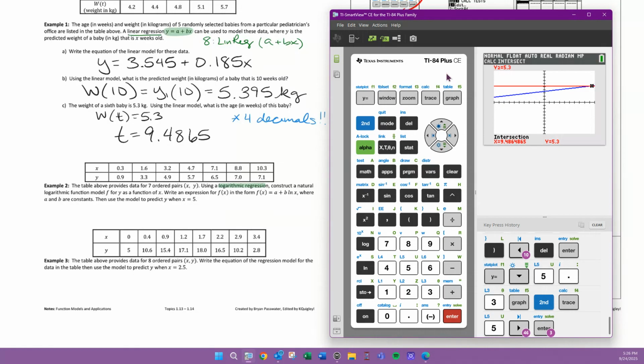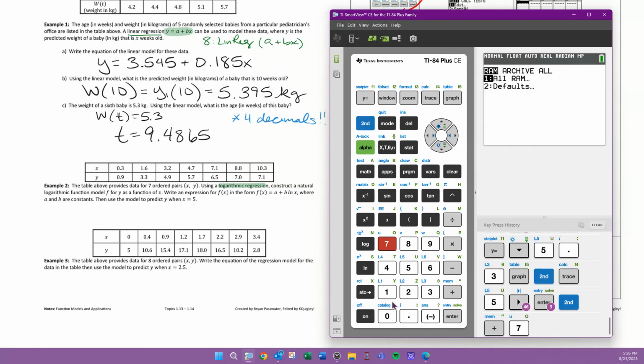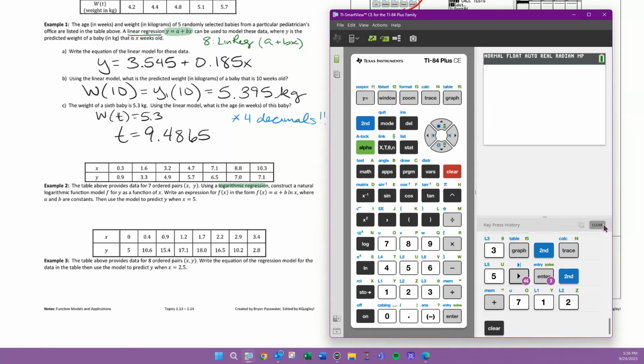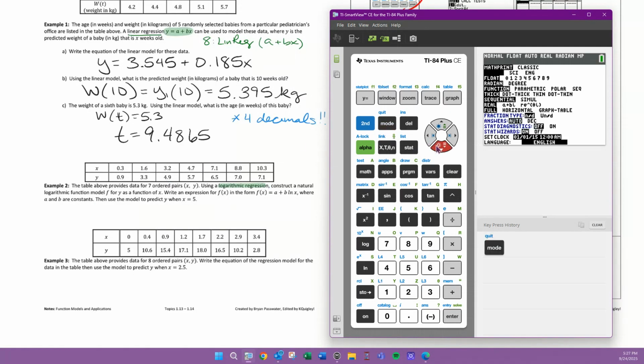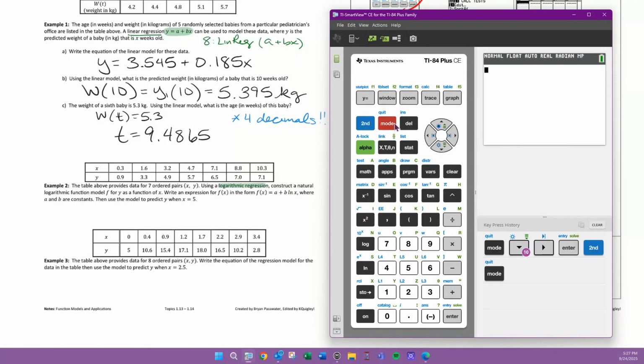Now, we've got a lot of stuff happening in our calculator that we want to clear out. To clear the calculator in general, you will press second plus 7, 1, 2. We get this RAM cleared screen and we're good to go. If we wanted to start from the beginning, we go to mode and we turn our stat diagnostics on, because every time you reset your calculator, those stat diagnostics turn off.